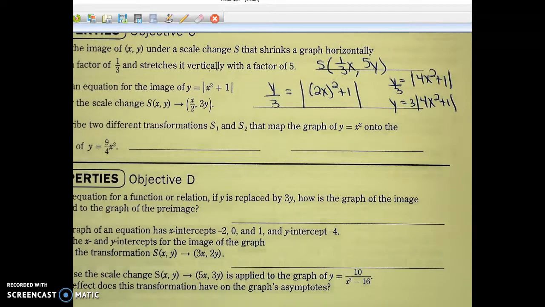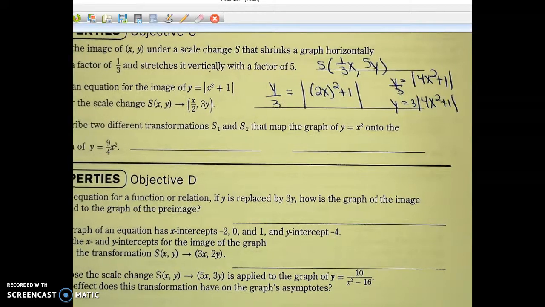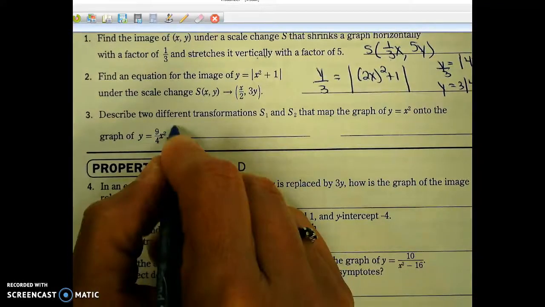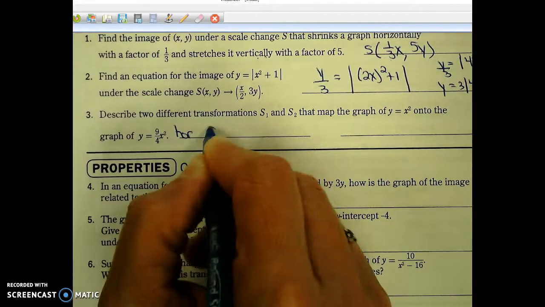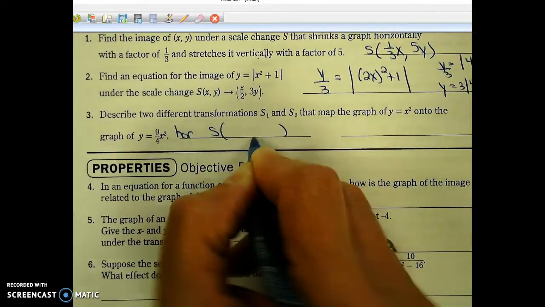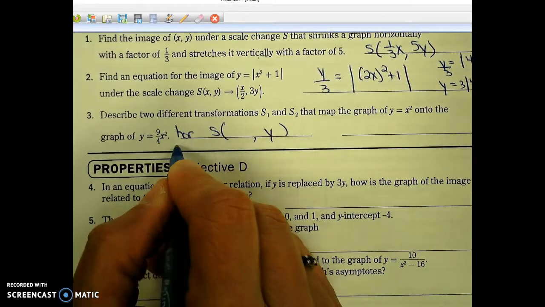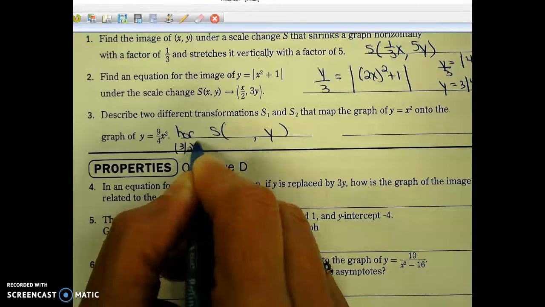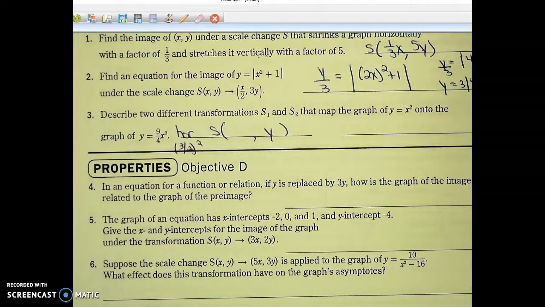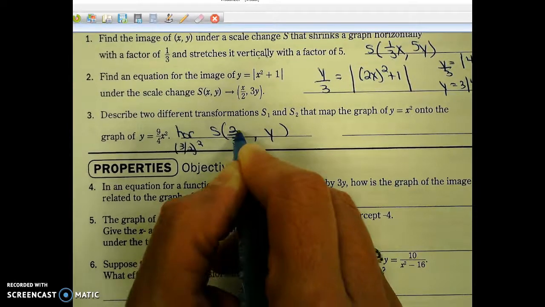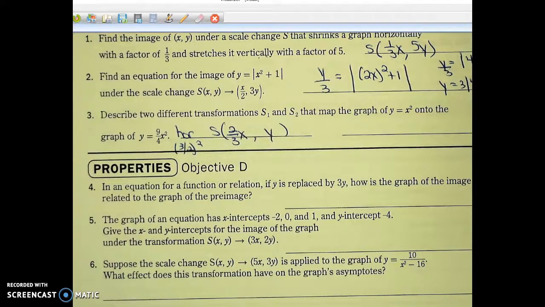Okay, number 3, I have to describe 2 different transformations. So this first one is, noticed based on my x, which means this is the horizontal translation, or excuse me, scale change. Nothing is going on with my y's. I'm going to rewrite this 9/4 as (3/2)². So instead of multiplying by 3/2, they are dividing by 3/2, which is the same thing as multiplying by 2/3.